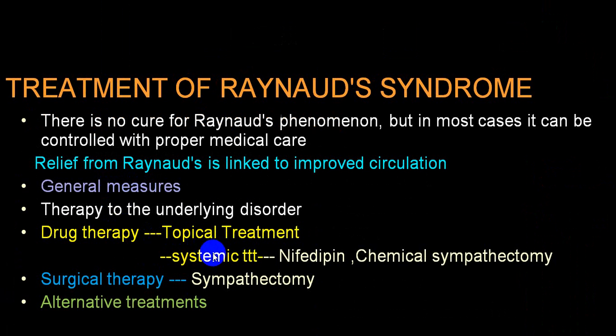Topical treatment is more helpful. Drugs to some extent may be helpful, particularly vasodilators like nifedipine. Surgery is helpful in some group of people who have persistent symptoms, that is sympathectomy, which can be surgical or chemical sympathectomy.